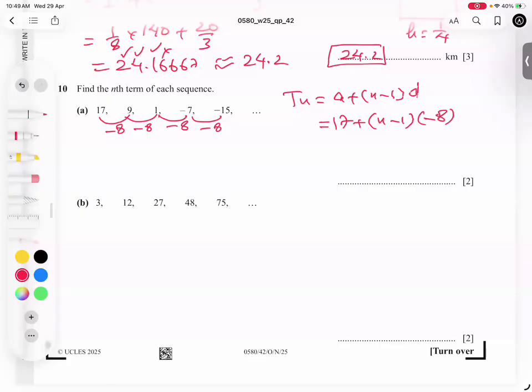So students, just simple algebra now. We got 17, -8 multiplied with this, -8n and plus 8. And I'm getting finally 25 minus 8n.